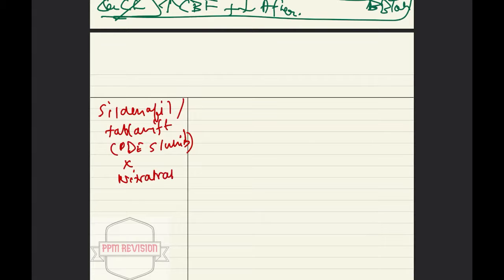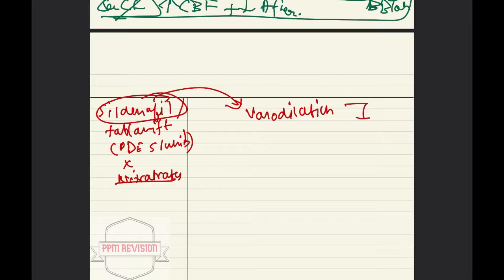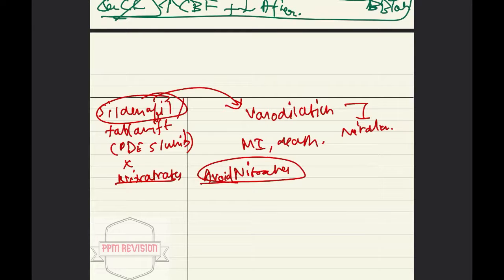Now looking at this, sildenafil potentiates the vasodilation. Sildenafil does vasodilation, and combined with the vasodilation from the action of nitrates, it can cause MI and sudden death. Nitrates should be avoided for 24 hours after sildenafil intake, so avoid nitrates almost 24 hours before sildenafil intake.